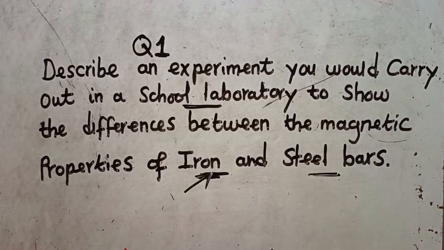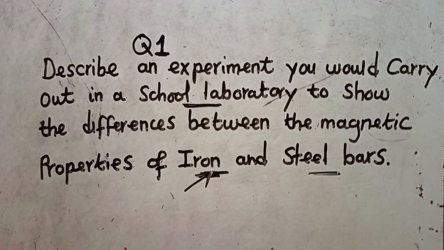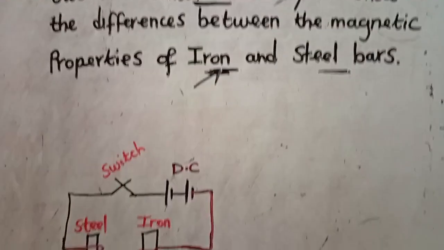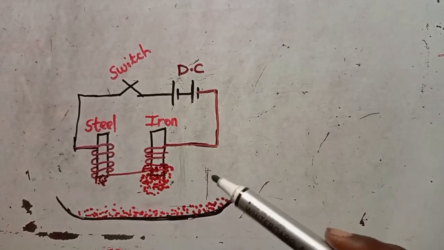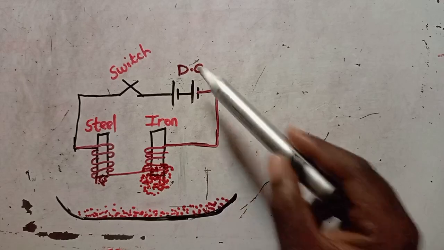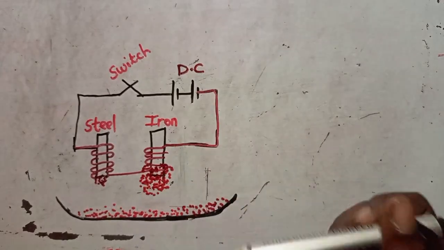steel bar. You press them in a solenoid that is connected to a DC supply, which is a direct current. So you need to set up an experiment like this. This is an experiment that you need to set up. Have you seen this particular experiment? So you need to have an experiment of this kind.